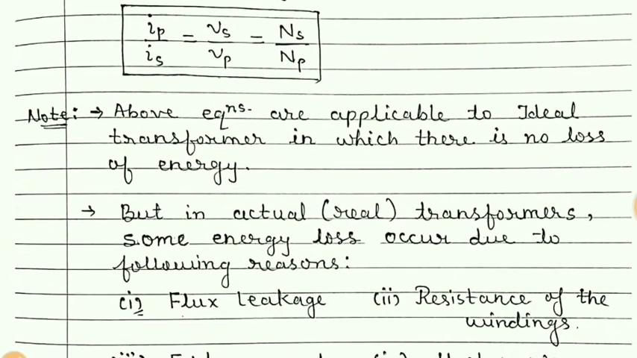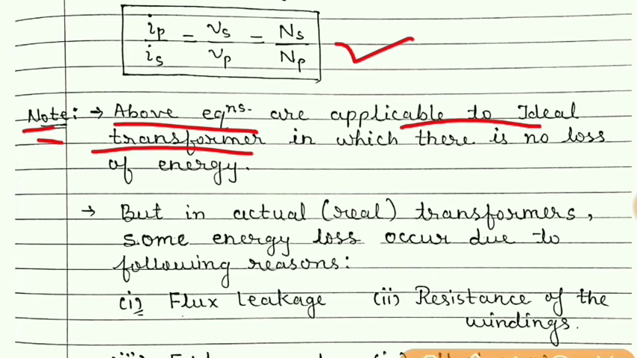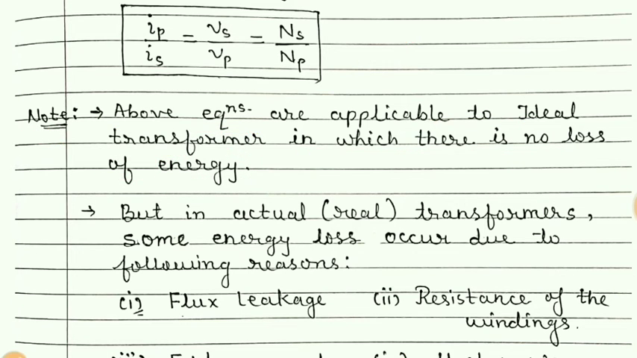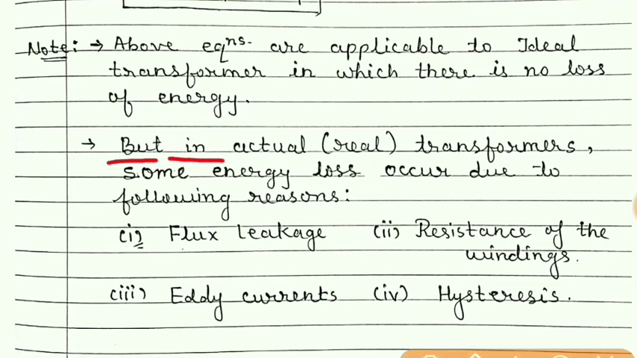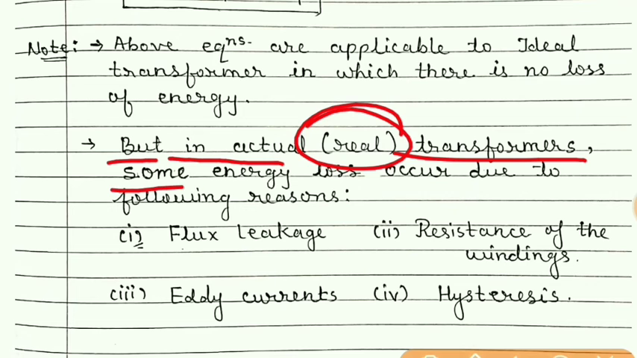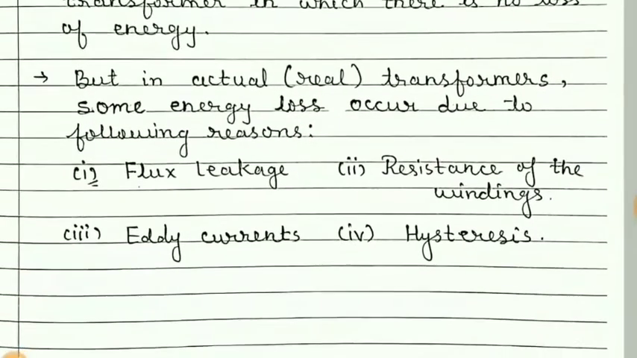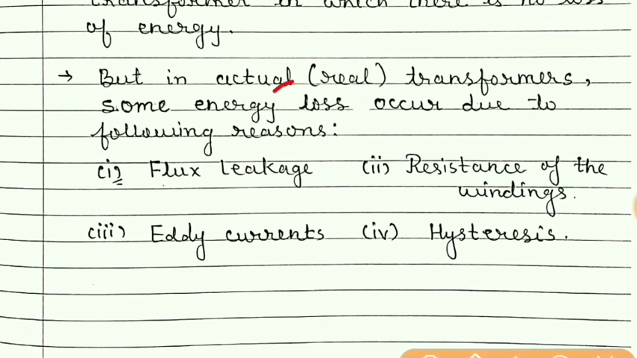So writing these terms together, we will get this combined equation or combined relation. Now students, note that the above equation is applicable to an ideal transformer in which there is no loss of energy. But in an actual transformer, that is a real transformer, some energy is lost due to the following reasons. Means in a transformer some of the energy is lost, and the reasons are given here.